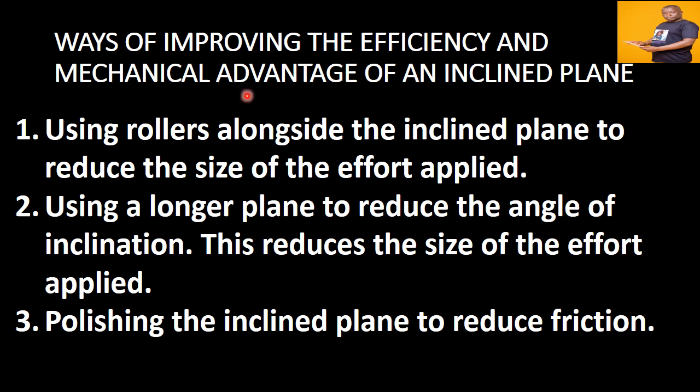So there are three ways that you can put in place in order to improve the efficiency. Improving efficiency here simply means increasing the amount of work output, because if the work output is high, then it means that the efficiency is also going to be high. Remember, efficiency is also defined as work output divided by work input, expressed as a percent. So if we increase the amount of work output, then we are sure to improve on the efficiency of the machine.